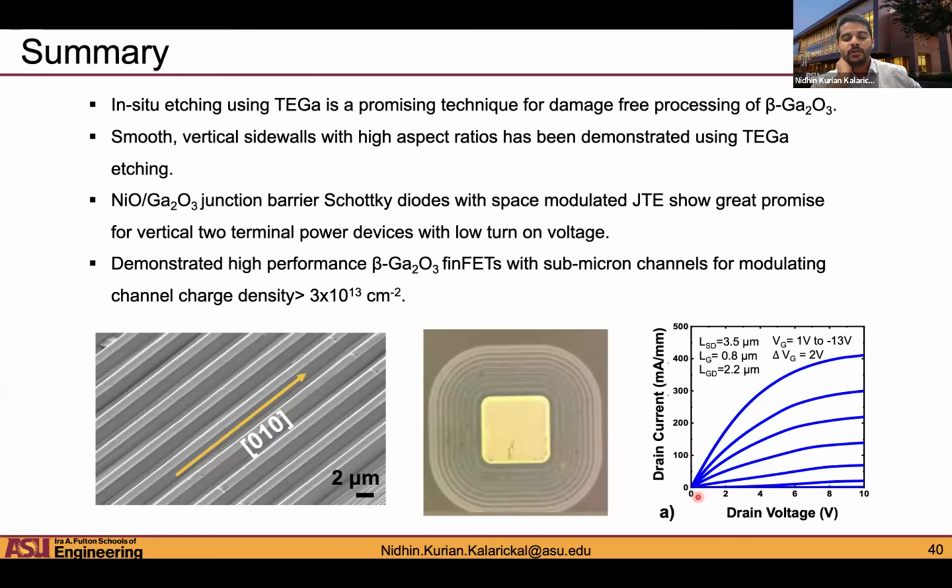We've also been able to fabricate kilovolt class diodes, particularly junction barrier Schottky diodes with low turn-on voltages. And we've also designed this new space-modulated junction termination extension, both of which show very good promise for vertical gallium oxide power devices going forward. And recently, we've also been able to achieve high performance gallium oxide FinFETs.